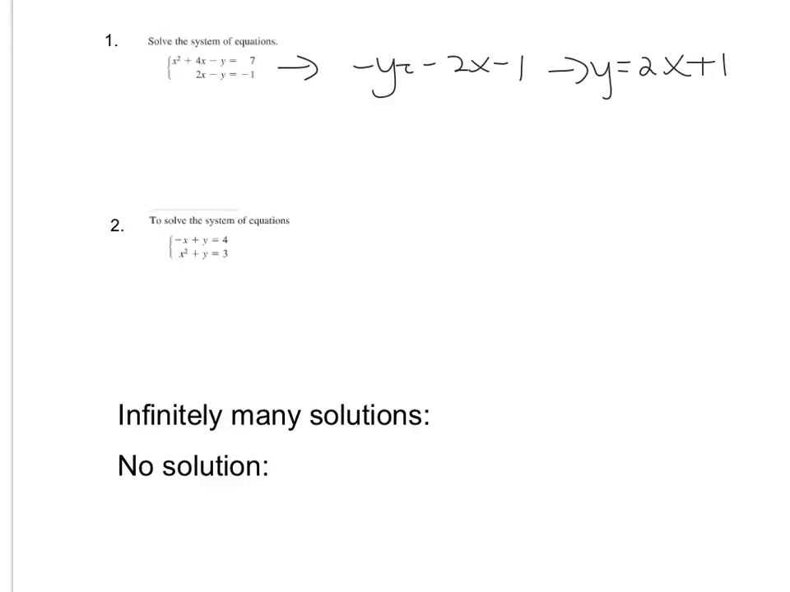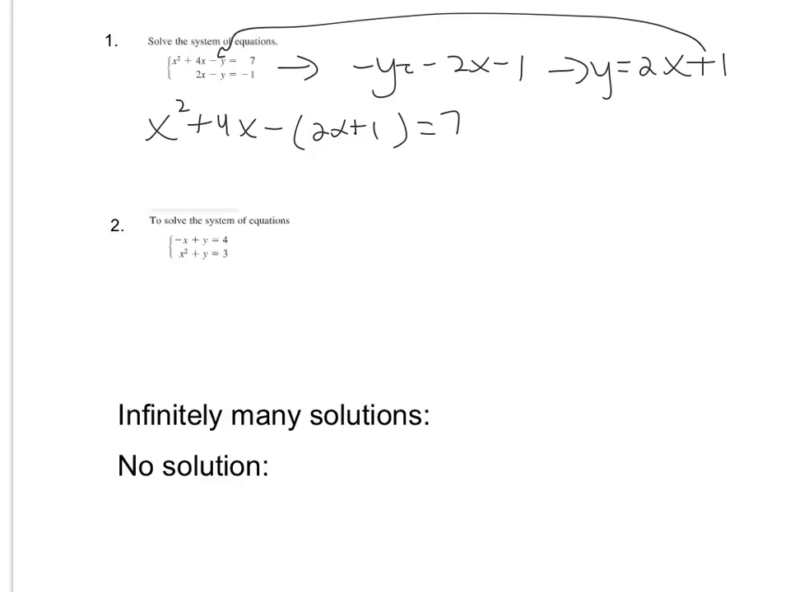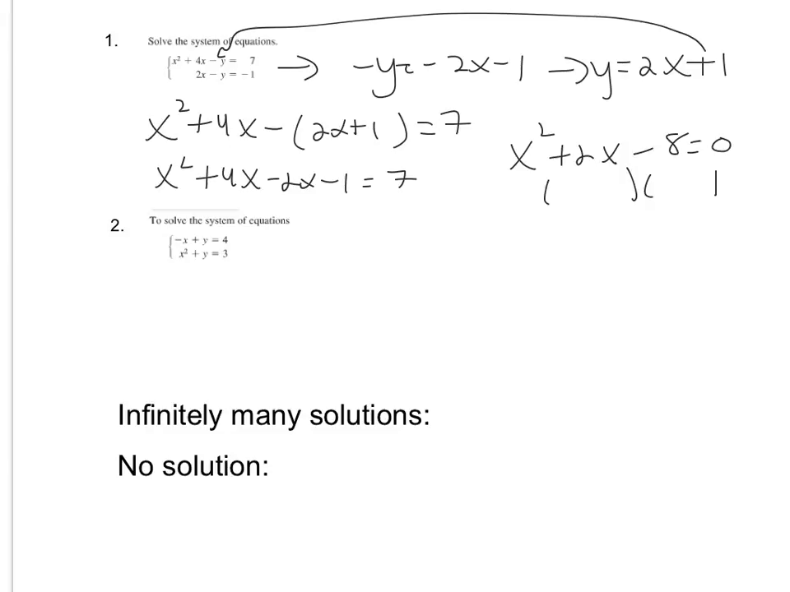So then you can substitute that in for the other equation. So I got x squared plus 4x minus, make sure you put parentheses around that whole expression, 2x plus 1. So I'm literally taking that and plugging it in for the other equation, and that equals 7. And then you can simplify. So you have x squared plus 4x minus 2x minus 1 equals 7. Move everything to one side, factor, and then you can solve from there. So we want to get everything over to the left, so you get x squared plus 2x minus 8 equals 0.